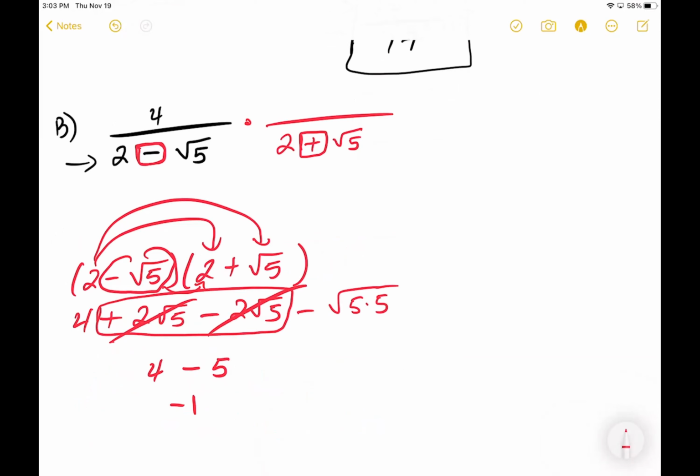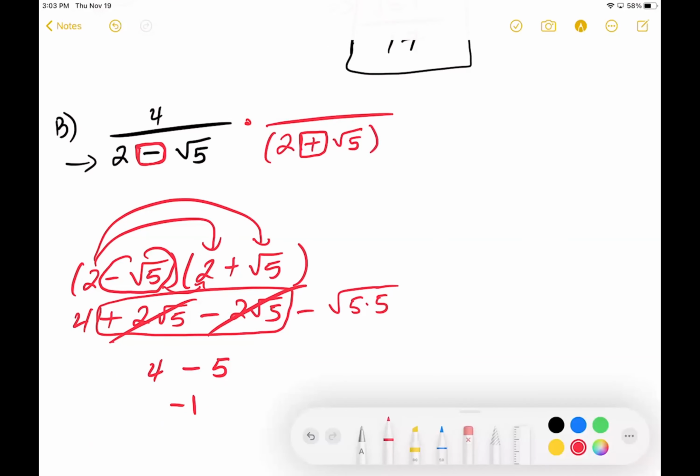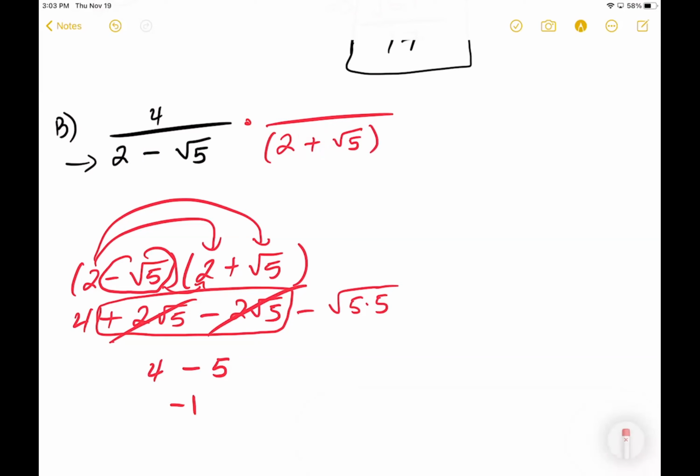And that is the idea: we multiply this item by the conjugate. The conjugate, like I mentioned, has the same numbers. The only thing different is the sign. And if we multiply the denominator by the conjugate, we need to multiply the top by the same conjugate. Because basically this item here is 1, because anything over itself is equal to 1.